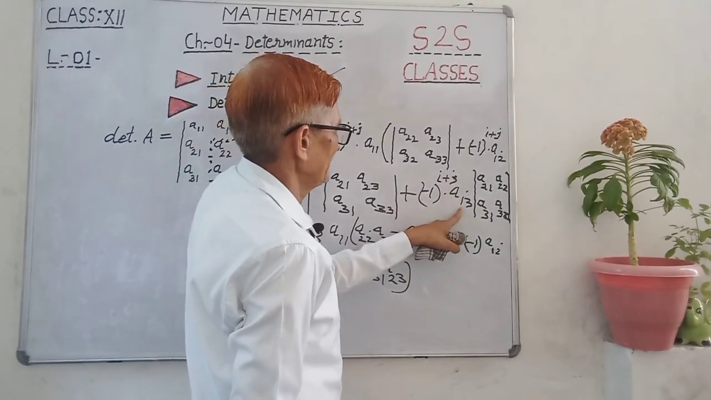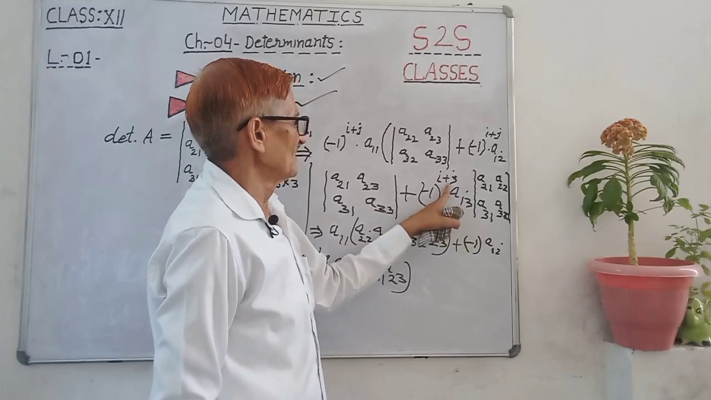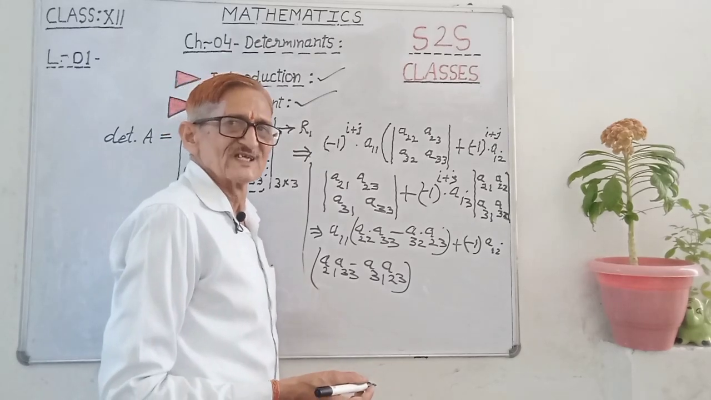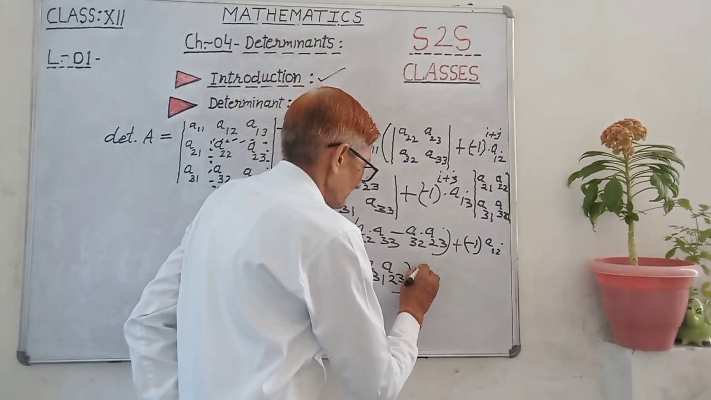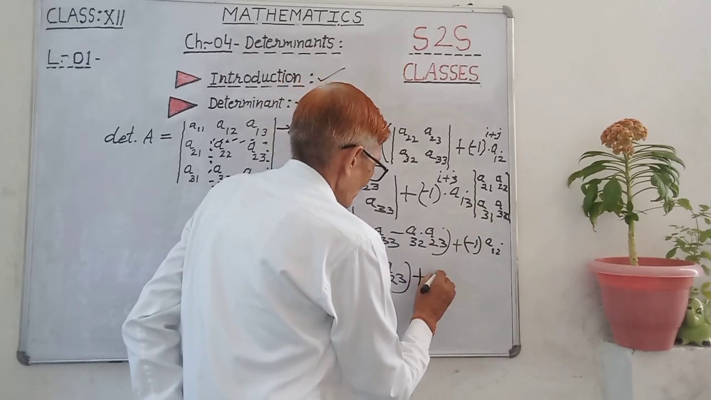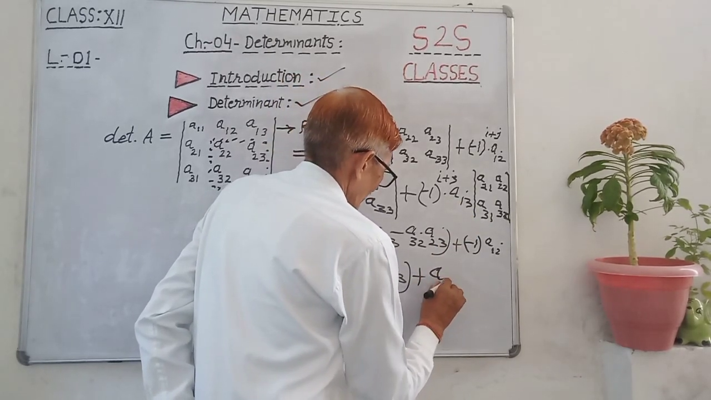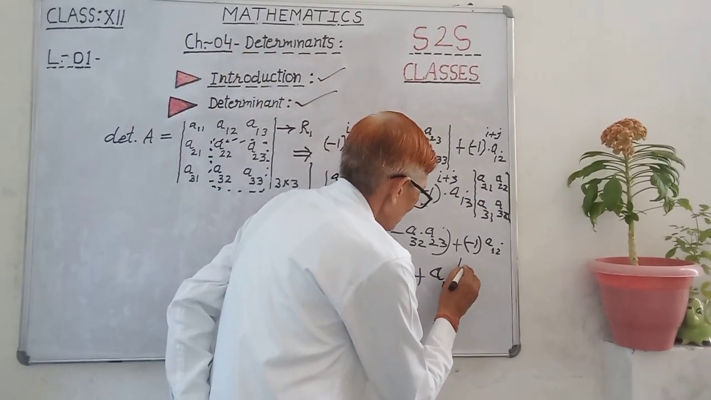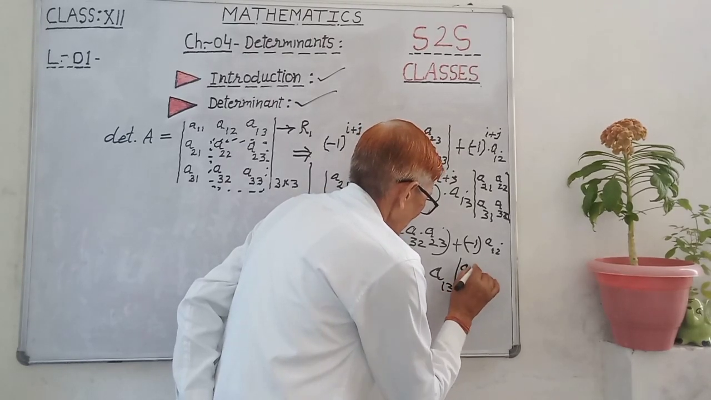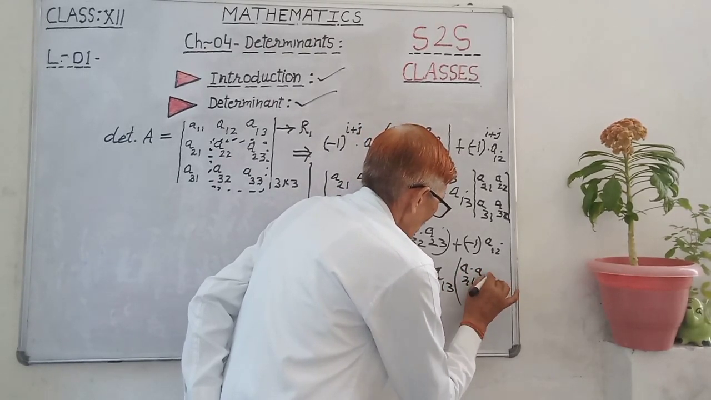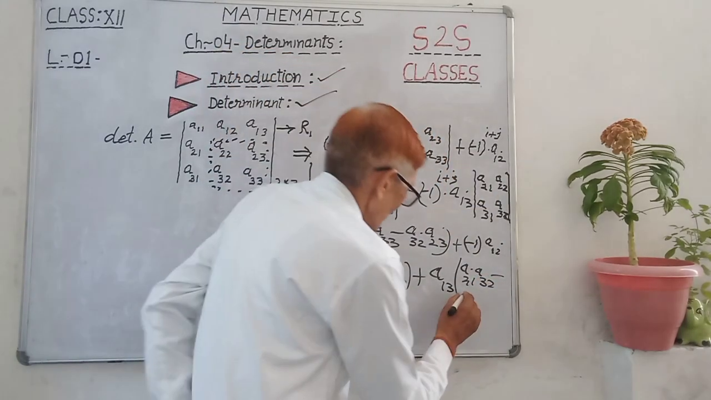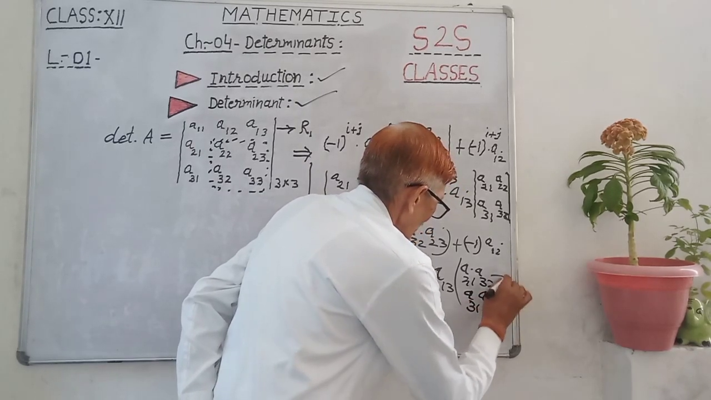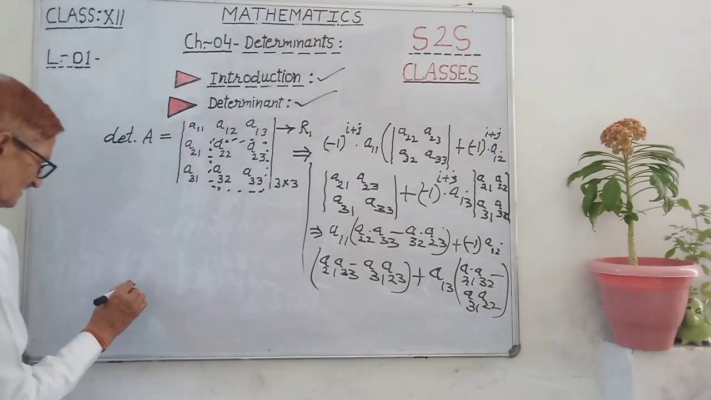Then minus 1 power I plus j. I is 1, j is 3, so 1 plus 3 is 4, minus 1 power even. 4, minus 1 power even हो गया, then minus 1 power even is 1, तो multiply by 1, it means plus 1 into, no need to write, a13 into this determinant: a21 into a32 minus a31 a22. This, then what will come this?